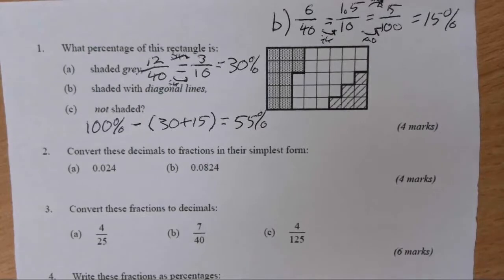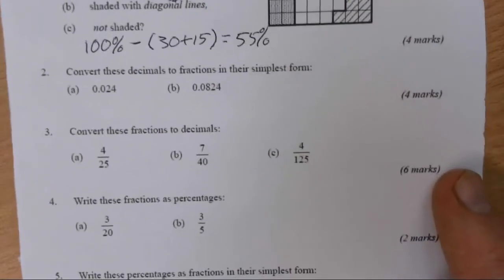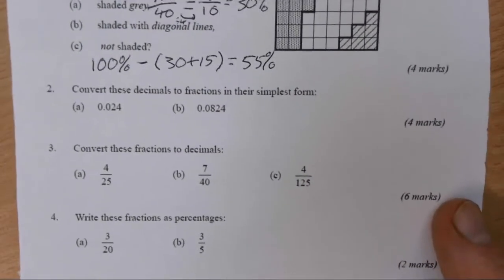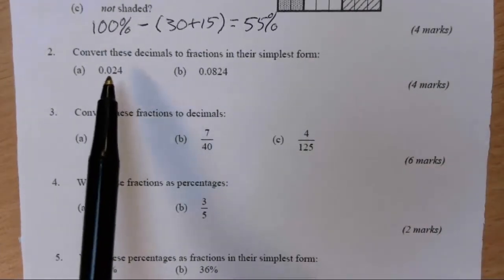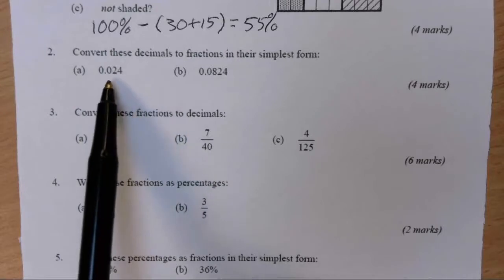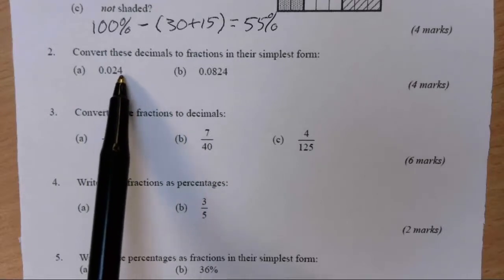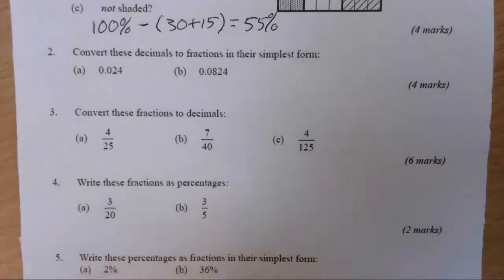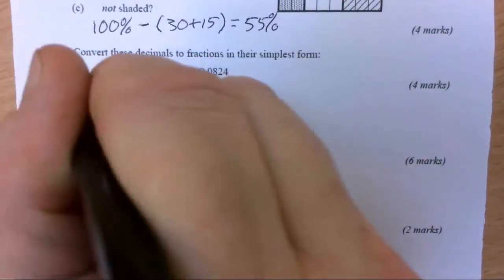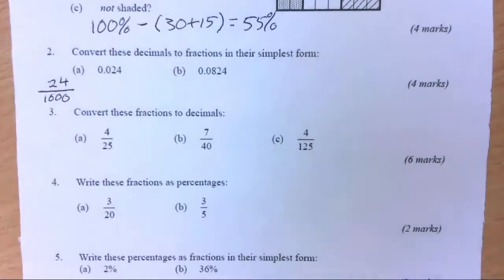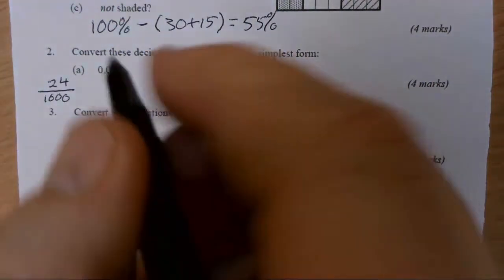Okay, question 2. Convert these decimals to fractions in their simplest form. So what I need to do is see which column is the lowest value. Tenths, hundredths column, thousandths column. So I'm going to write this out as thousandths. I've got 24 thousandths. And then I'm just going to simplify that as much as possible.